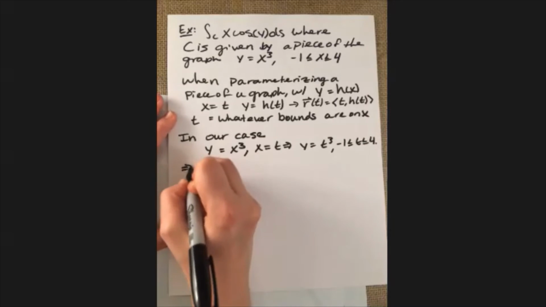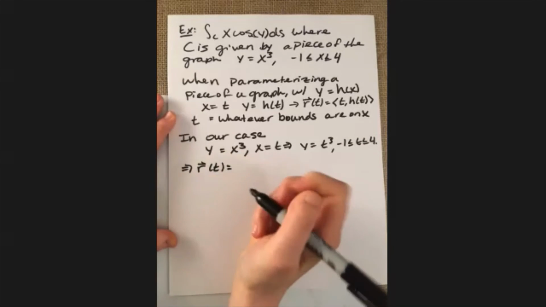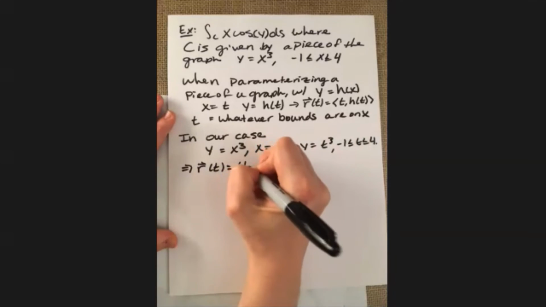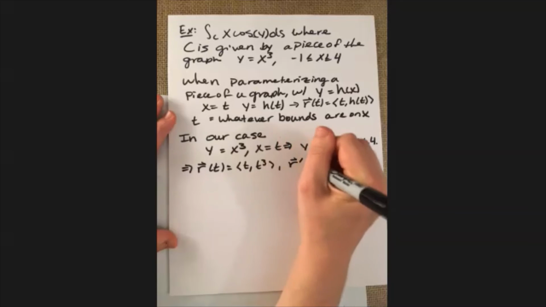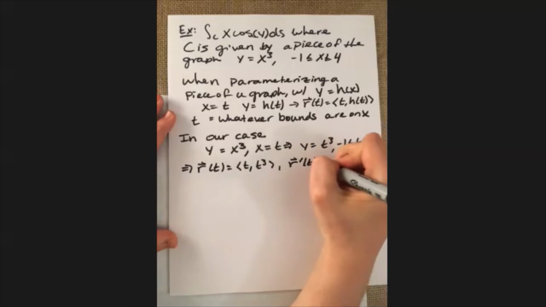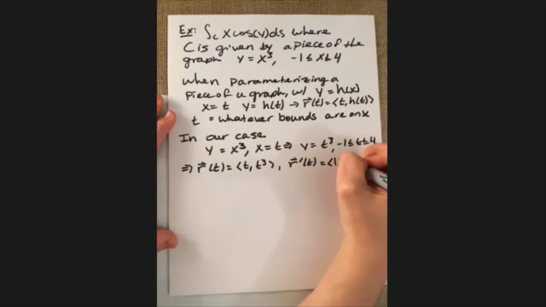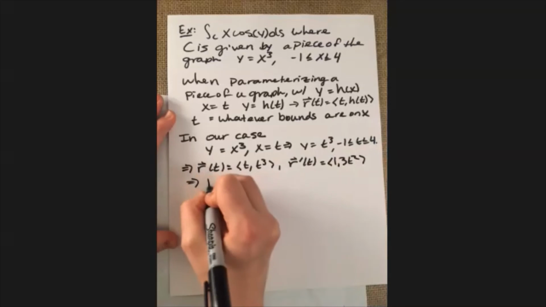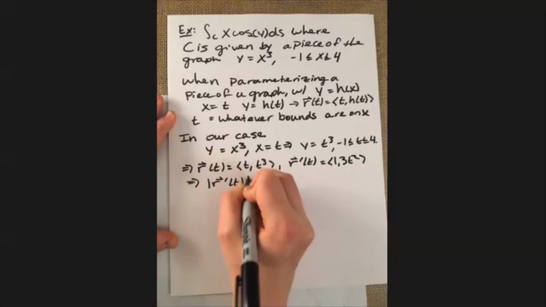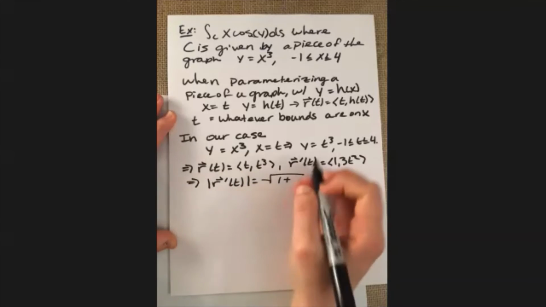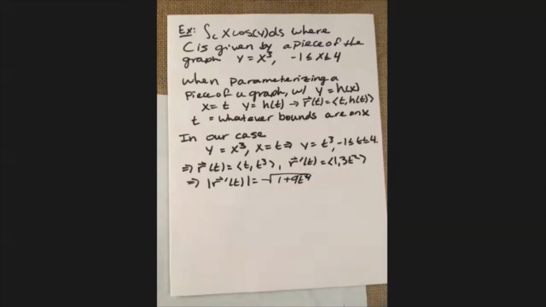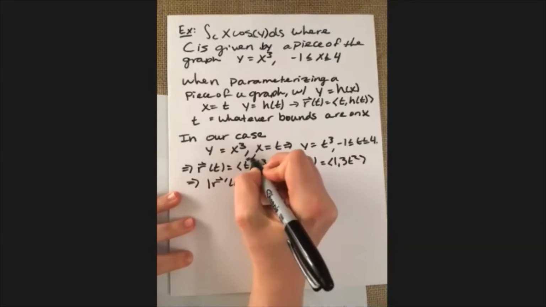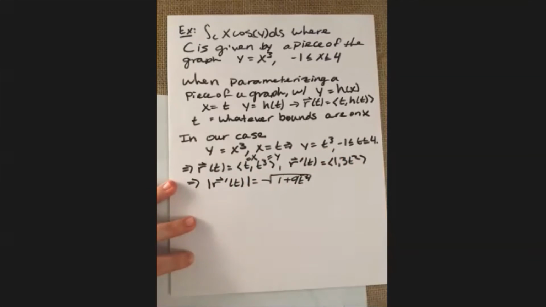So now r of t is equal to (t, t cubed), and r prime of t is equal to (1, 3t squared). So then the length of r prime of t is equal to root 1 plus 9t to the 4th. Oops, sorry. Yeah. Okay, so to be able to actually set this up, we have to notice that this right here is our x. That right there was our y.